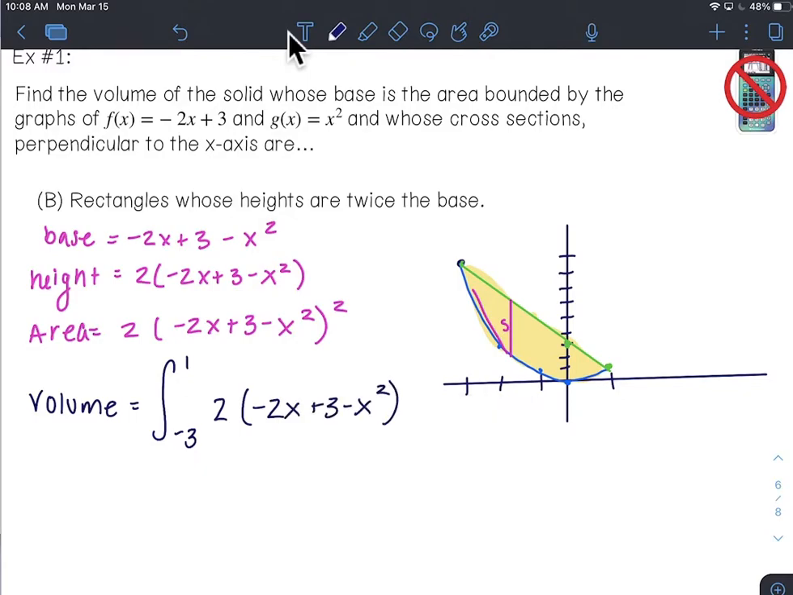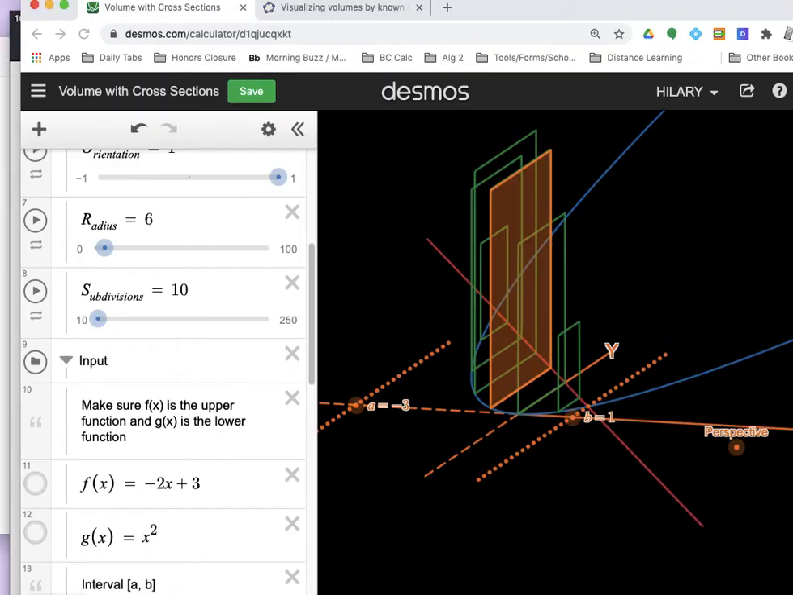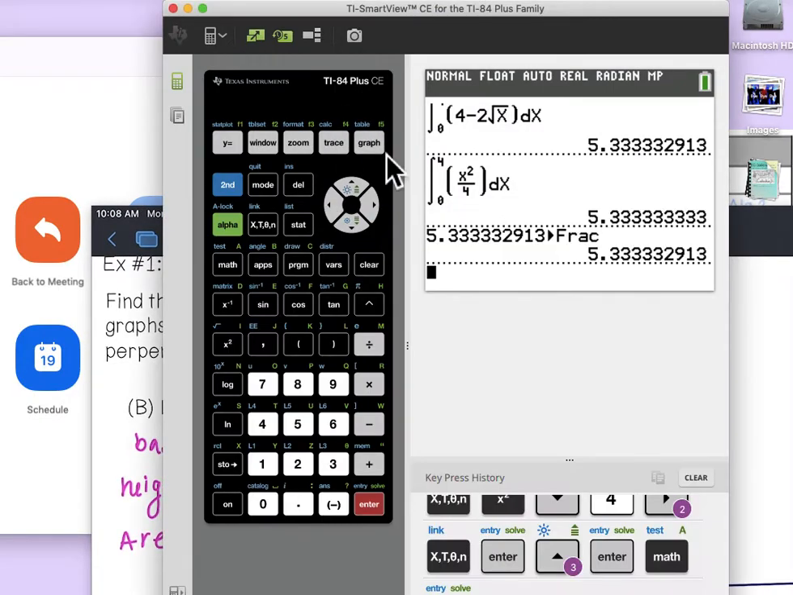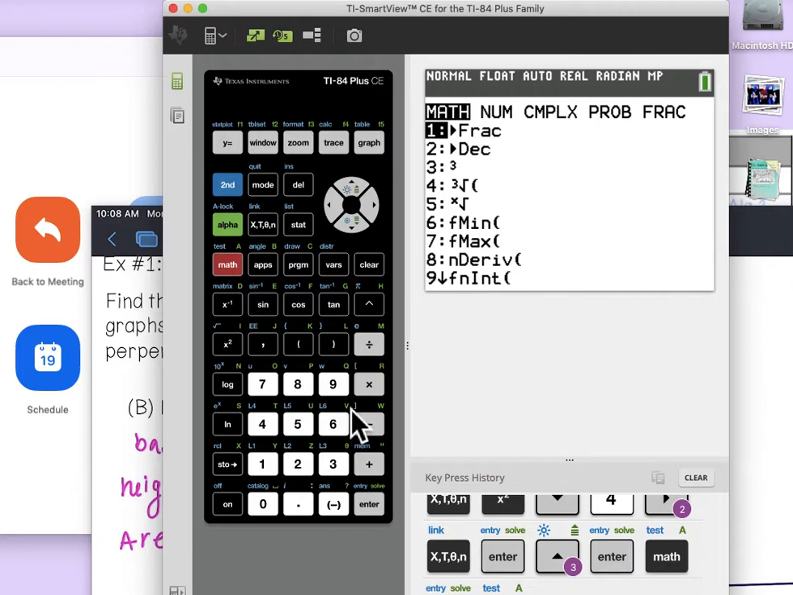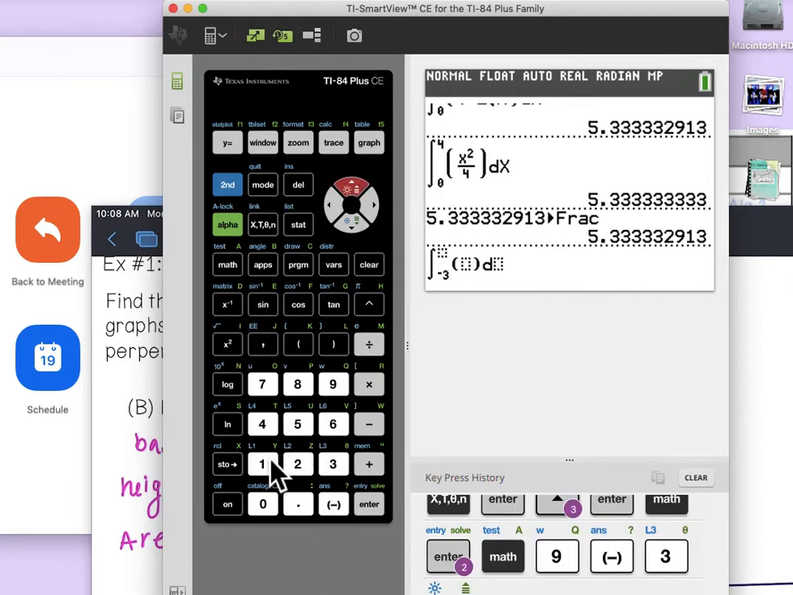And since we've already squared that out, I'm going to go ahead and find my calculator. And we're going to go over here, and let's see, let's go to Math 9 for integral. We're going to do negative 3 to 1 of 2.